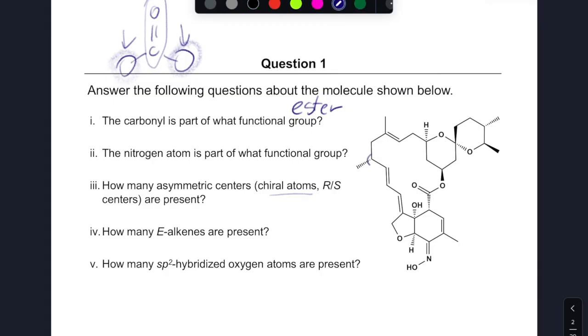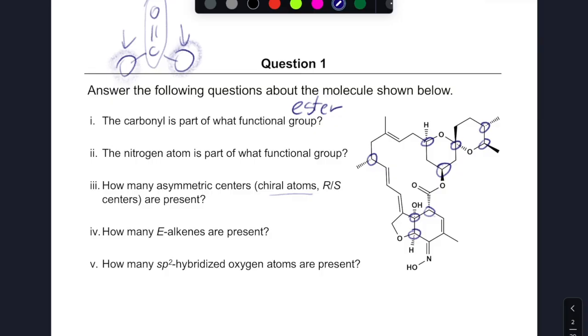So this one counts here, here, here, here, here, here, and there. There are a total of 1, 2, 3, 4, 5, 6, 7, 8 individual chiral centers in this overall molecule. 9 right there. Thank you. So 9 in this case.